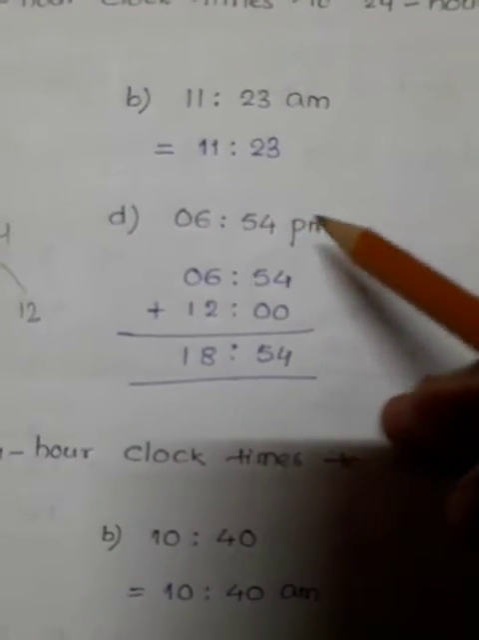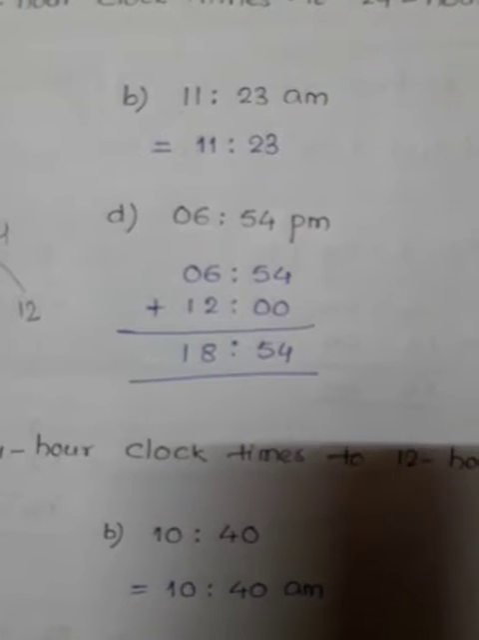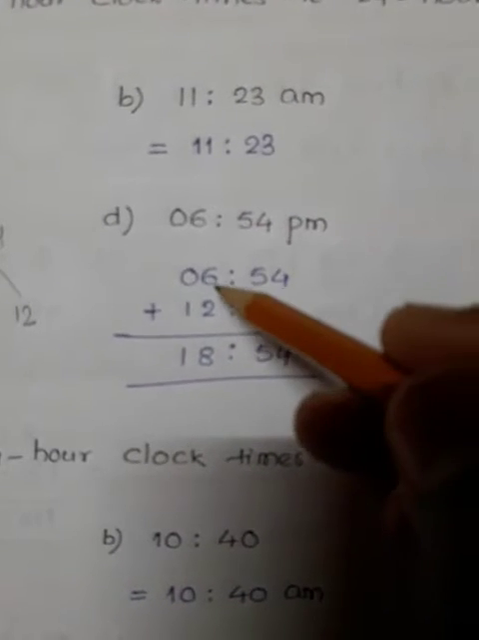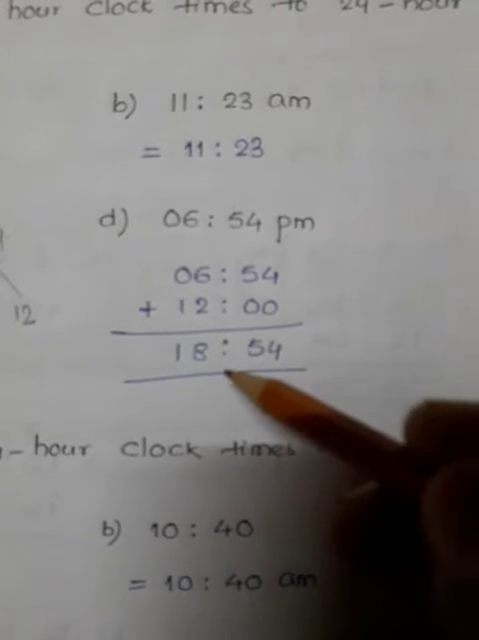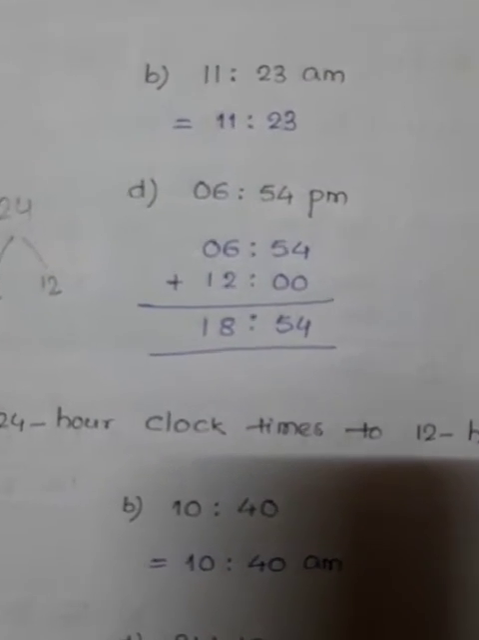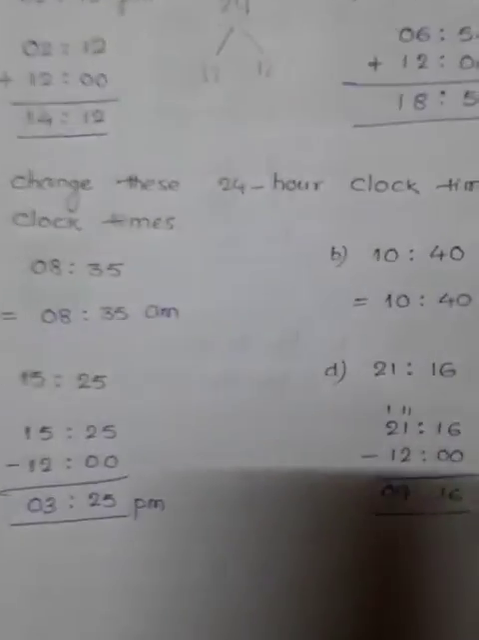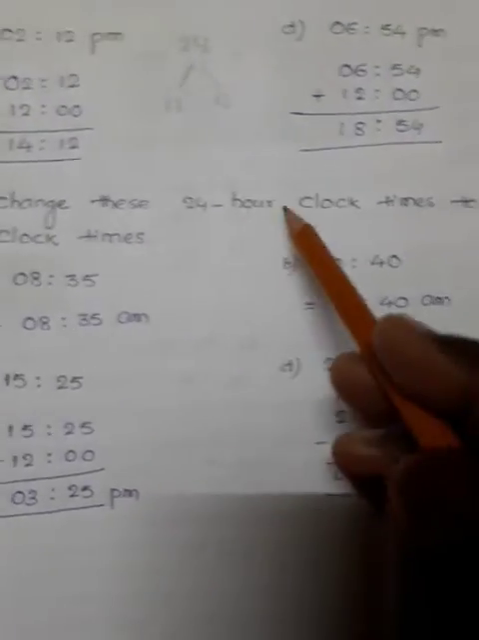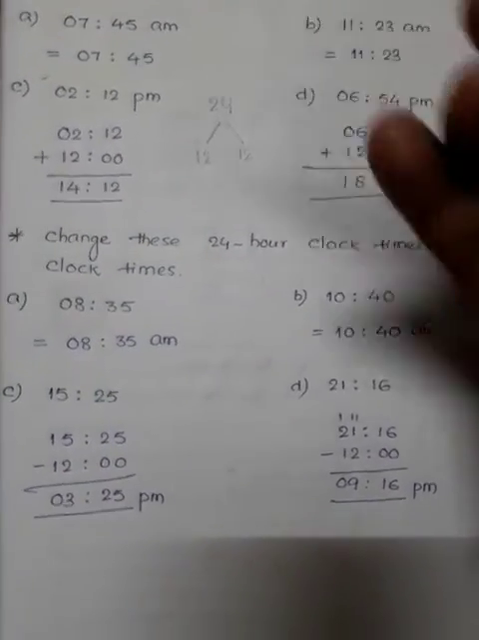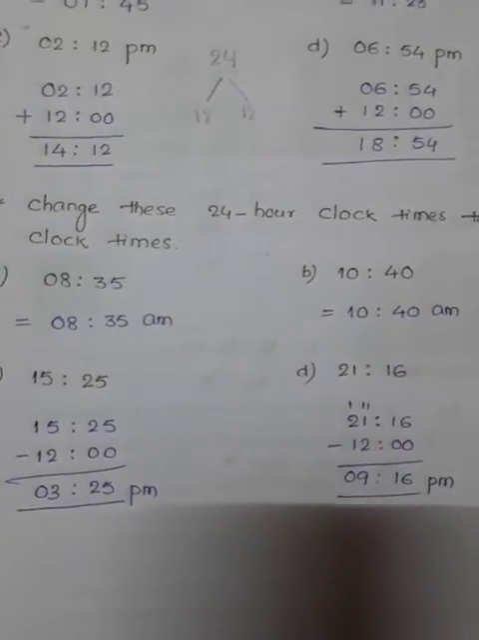Now 6:54 pm. Again, if it is pm, just add 12. 6 plus 2 is 8, and 1. So it is 18:54. Don't write am or pm in the answer. Now the second one is change these 24 hours clock times to 12 hours clock time. So that means this one was 12 hours to 24 hours and this is 24 hours to 12 hours.